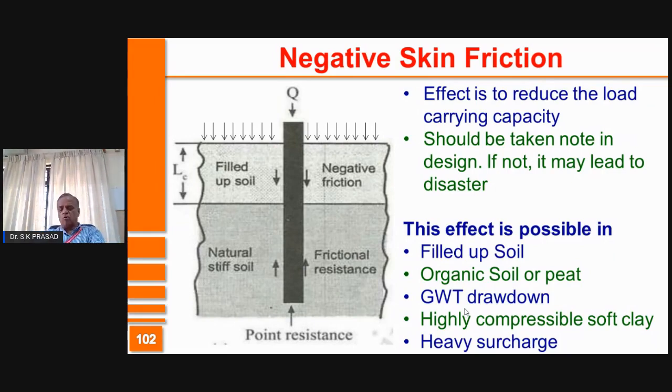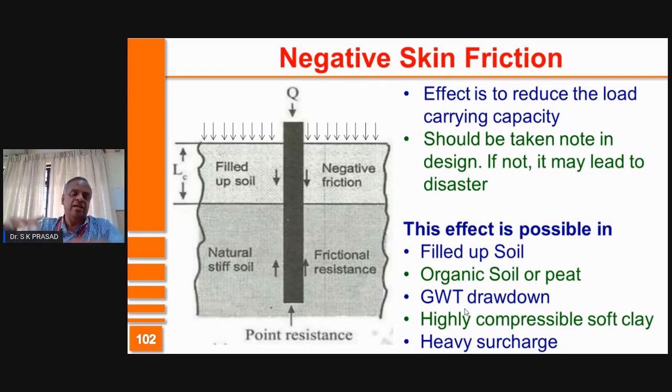Or let us say the groundwater table is likely to experience sudden drawdown. Or in general, the soil capacity itself is not so good, like highly compressible soft clay. Or sometimes, if there is a surcharge on top, which is pretty heavy, which soil cannot take easily, that also may cause the downward movement of the soil much more than that of the pile.